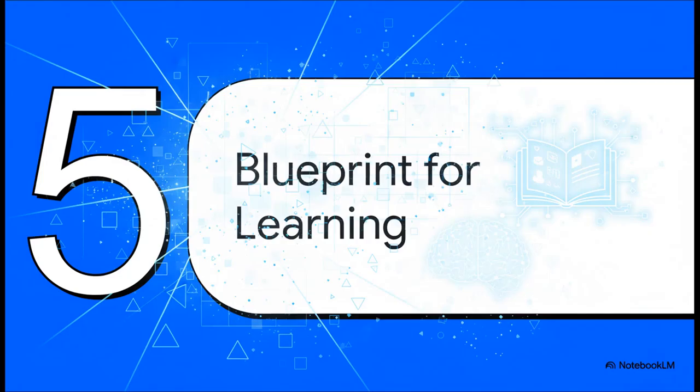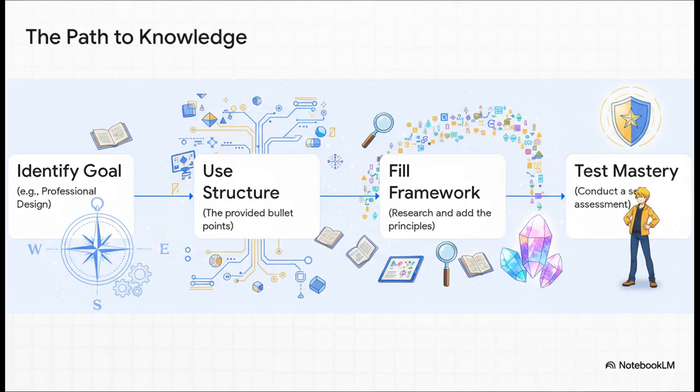So what does all this mean for us? Well, this document that looks totally empty is actually giving us a really powerful blueprint for how to learn pretty much any complex skill. So here's the path it lays out. First, you have to identify your goal. Know what you want to learn. Second, you follow a structure. You create those empty bullet points for yourself. Third, you do the real work. You go out, you research, and you fill in that framework. And finally, and this is the most important part, you test your own mastery. Don't just consume information, create and then validate your own understanding.